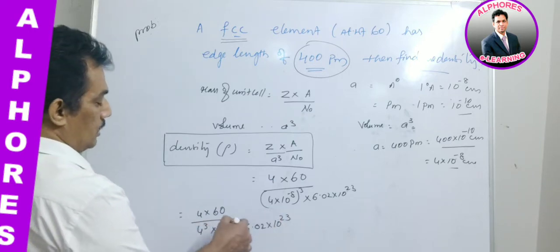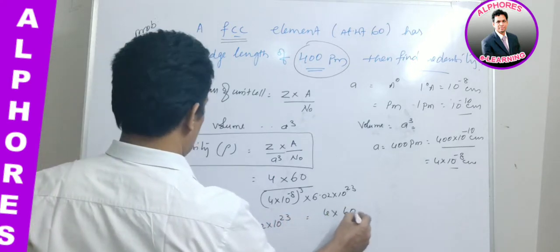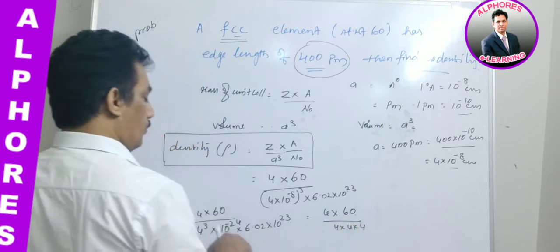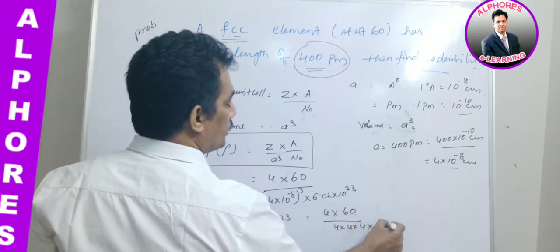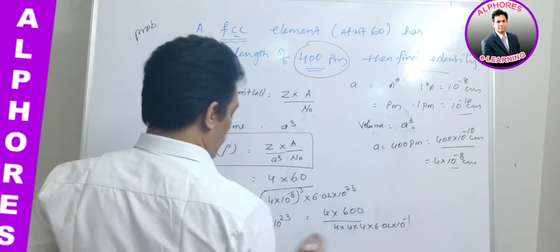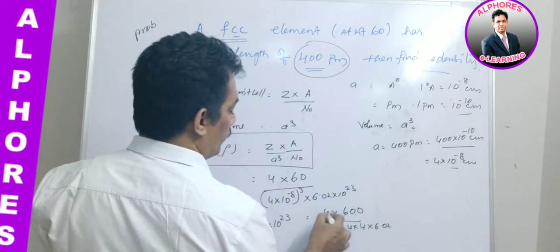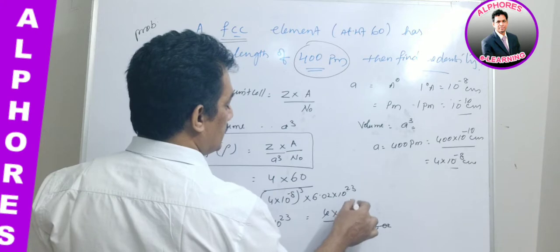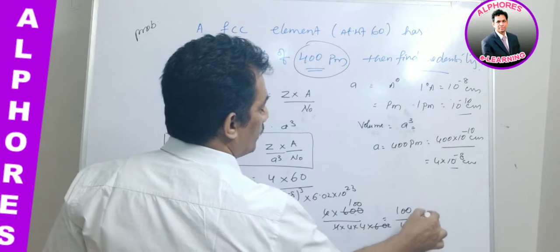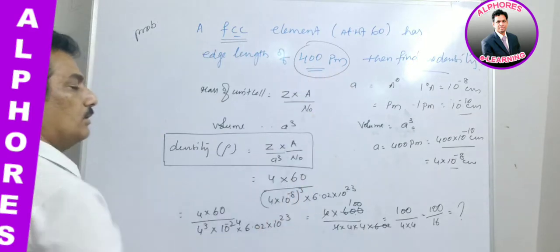Clear? And now after cancelling this, what we are getting is 4 into 60 by 4 into 4 into 4 and 1 into 6.02 into 10 to the power of minus 1. And when it is coming upside, it will be 600 when it is taken to that. And now 1 4 cancelled and 6 is cancelled, 100, that is nothing but 100 by 4 into 4, that is 100 by 16. Whatever the answer you are getting, that is the answer.